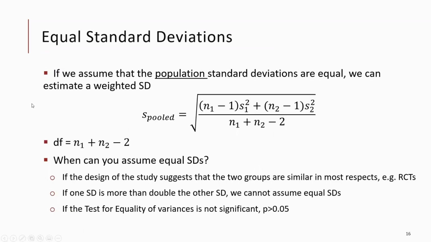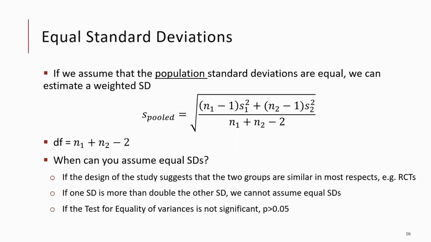So say we assume that the population standard deviations are equal between the two populations we're looking at. We can go ahead and estimate a weighted standard deviation using the formula that you have on your screen there, where the degrees of freedom are a little bit different from what we've seen earlier, where we said n-1. Here we're saying it is the n from sample 1 plus n in sample 2 minus 2.